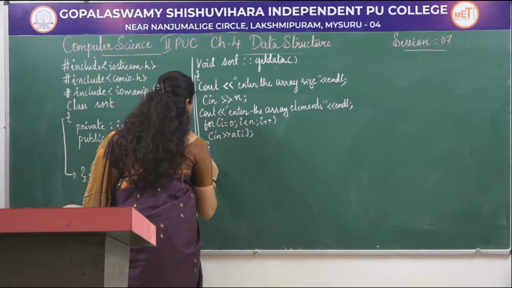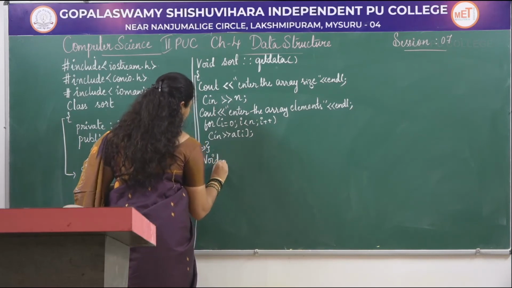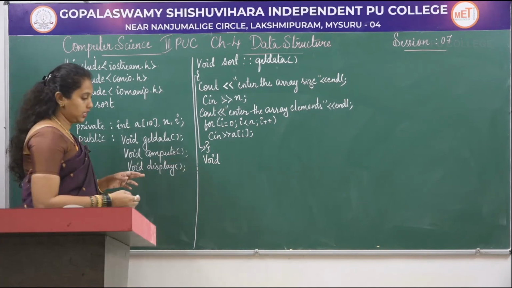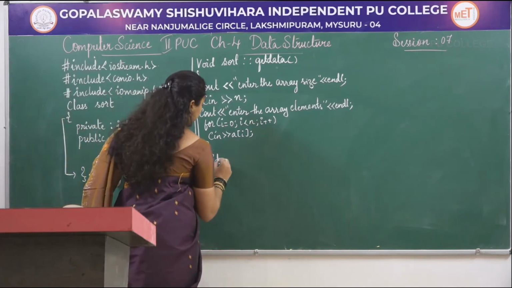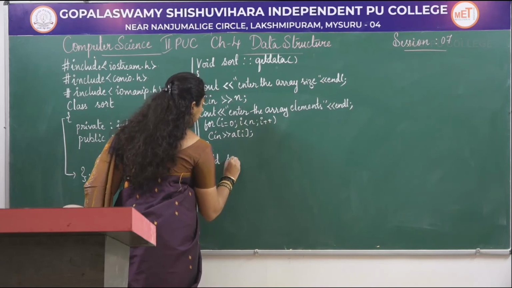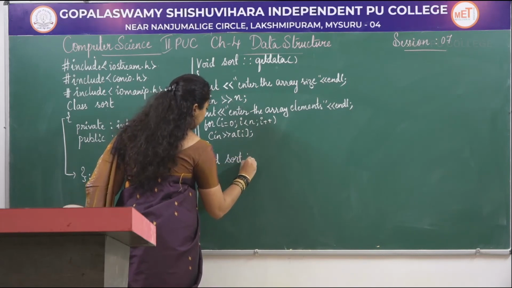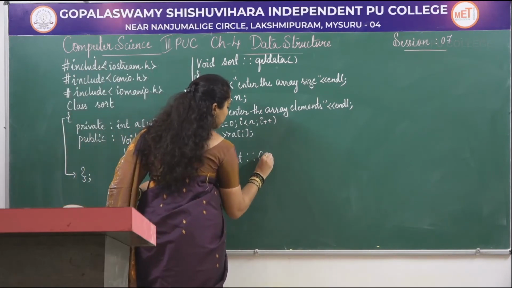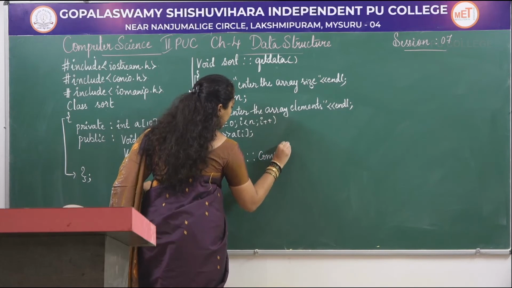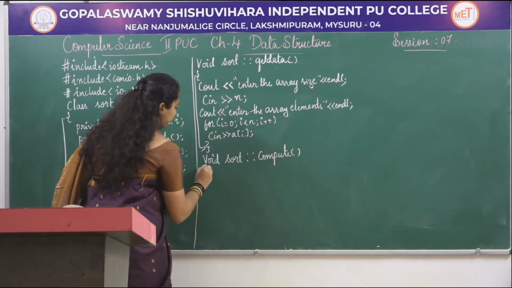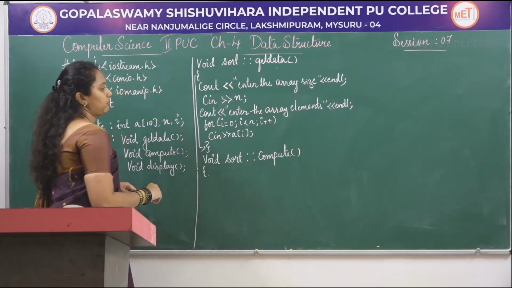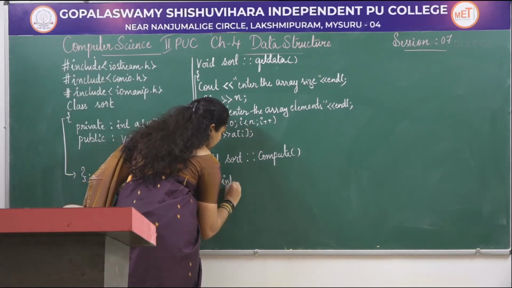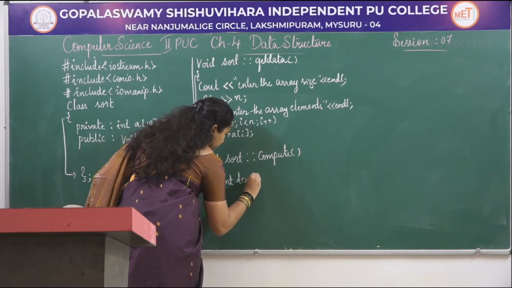Next function is the compute function. So we are defining the function outside the class. First we have to mention the return type followed by the class name, that is sort, then the scope resolution operator, then the function name. The function name is compute. Here I am declaring the variables, that is int temp and j.